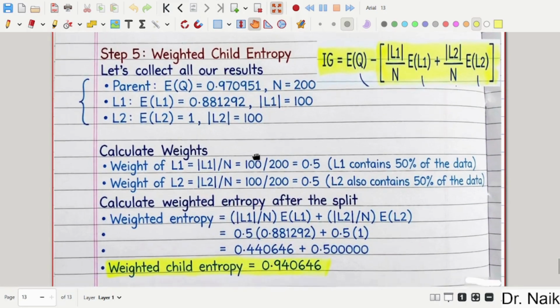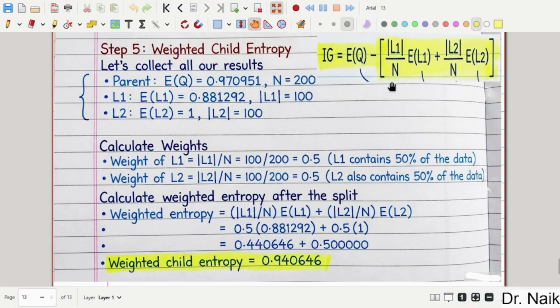Now calculate the weighted child entropy. Weighted child entropy is: size of L1 divided by n times entropy of L1, plus size of L2 divided by n times entropy of L2. We know that the entropy of the parent is 0.970951 and the total number of points in the parent node is 200, the entropy of L1 is 0.881292, and the total number of points in L1 is 100. Similarly, child node L2 has entropy 1 and the total number of points in L2 is 100.